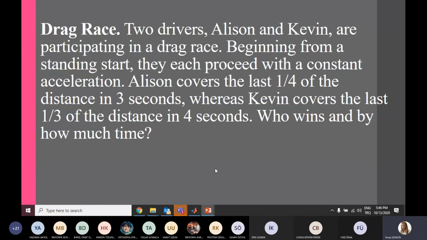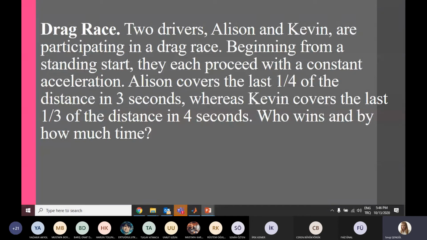This is another question. For example, we have two drivers, Alison and Kevin. They are participating in a drag race. Beginning from a standing start, they each proceed with a constant acceleration. Alison covers the last 1/4 of the distance in 3 seconds. Kevin covers the last 1/3 of the distance in 4 seconds. And who wins and by how much time? So this is another question you can model, you can solve, and you can find who wins this race.